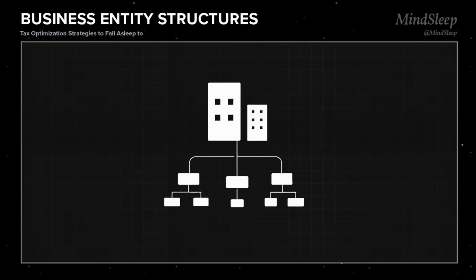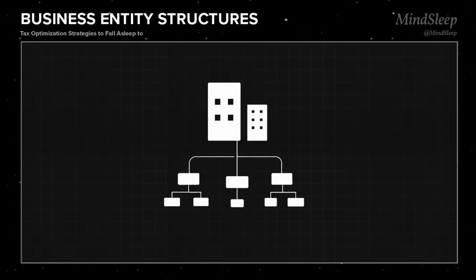Speaking of corporations, let's examine the two primary types, C corporations and S corporations. C corporations are separate taxable entities, meaning the company itself pays taxes on its profits. When these profits are then distributed to shareholders as dividends, they're taxed again at the individual level. This double taxation is often cited as a disadvantage of C corporations.